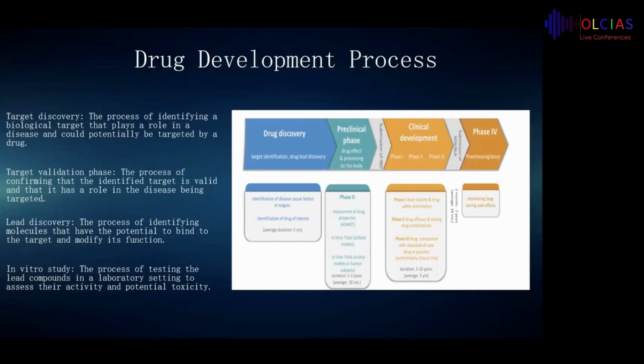In vitro study: what happens is after the lead molecules have been identified, they are tested in a laboratory setting to assess their activity and potential toxicity. In vitro studies involve testing the lead compounds in isolated cells or tissue samples outside of a living organism. This allows researchers to assess the potential efficacy of the lead compounds and to identify any potential safety concerns before moving to animal testing. In vitro studies are an essential step in the drug discovery process and help to filter out compounds that are unlikely to be effective or safe for human use.